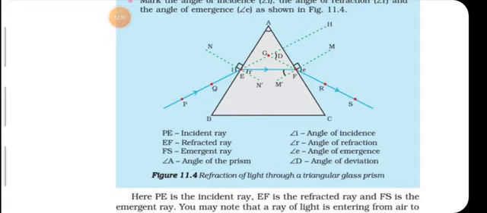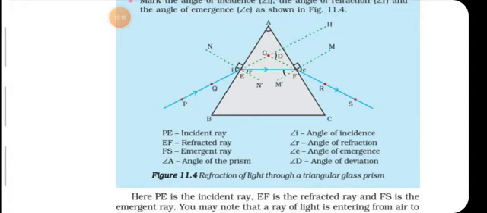Again, if the ray is coming out, that means it is going from a thicker medium to a thinner medium, and so the ray moves away from the normal. So this is known as refraction of light through a triangular glass prism. Okay, and so it is known as the incident ray or refracted ray.